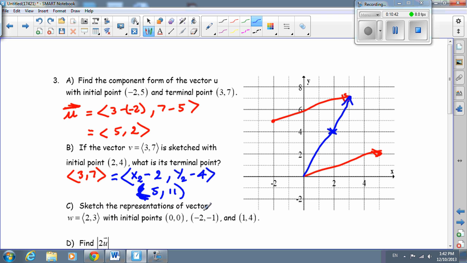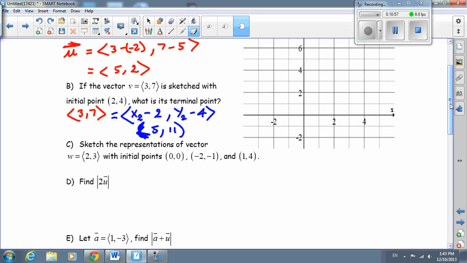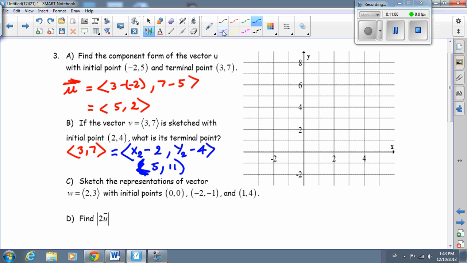Here's the sketch, the representation of vector W = ⟨2, 3⟩ with initial points 0, 0, negative 2, negative 1, and 1, 4. So I'm going to erase this one and sketch the new one there. Let's start with the vector W, which we will sketch, I'm going to use purple on this, at 2, 3. Here's the vector W. Now let's do one with the vector W, initial point at 0, 0. So this is the 0, 0, the purple one. The blue one will be at negative 2, negative 1.